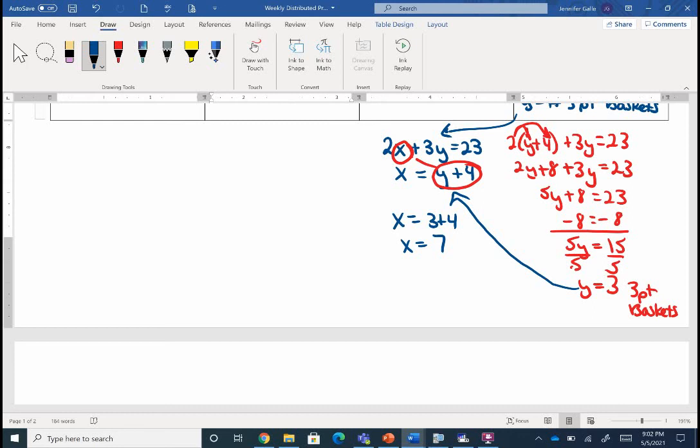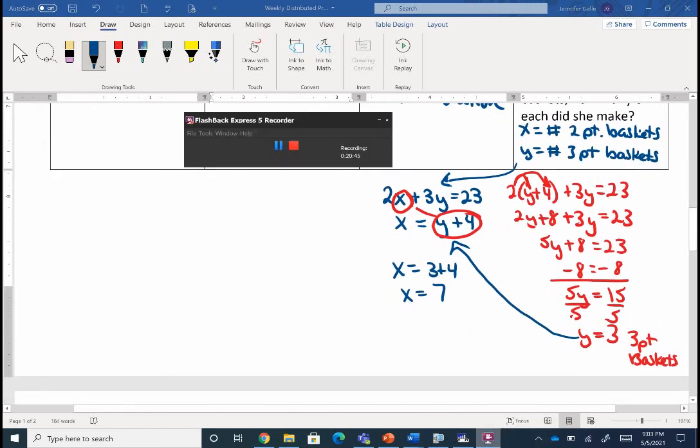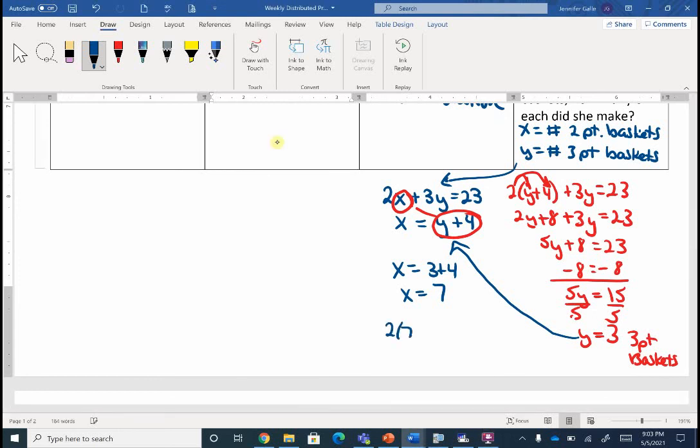So if we want to, we could check that out. You could substitute back in. X is 7, y is 3. So 14 plus 9, it gives us 23 points. We check out.